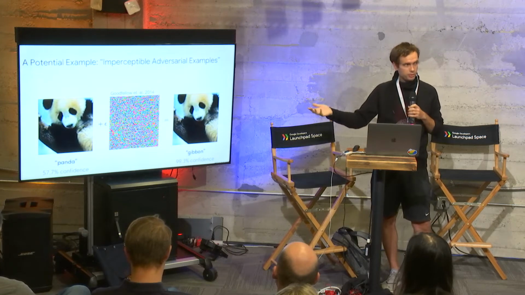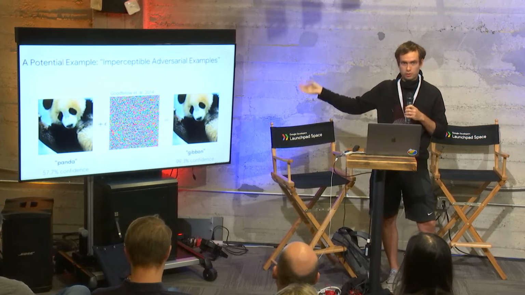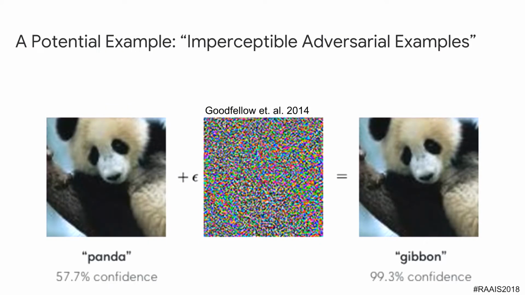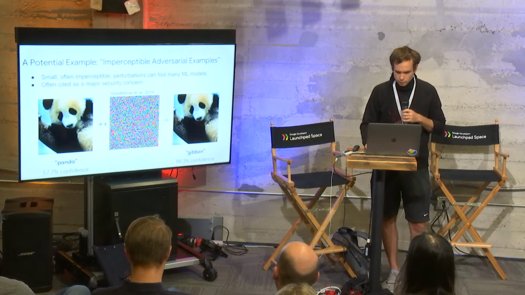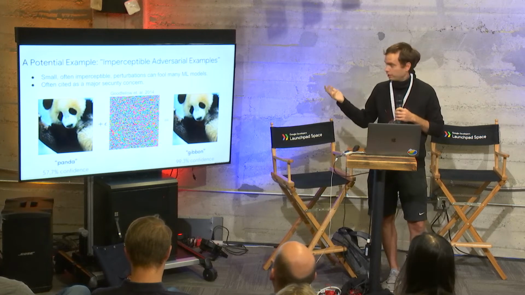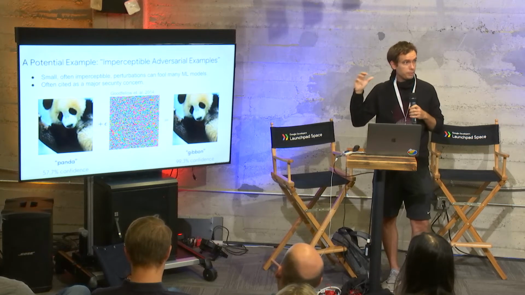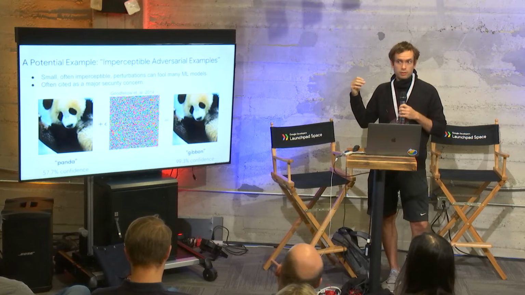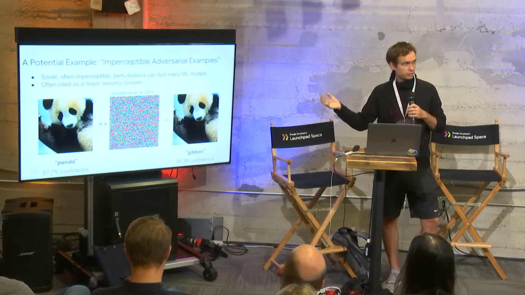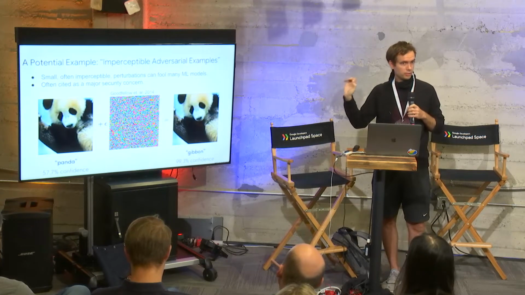This is interesting because the starting image and the resulting image look virtually indistinguishable to a human, and yet to the model they clearly look very different. This is an intriguing phenomenon. People have been studying it a lot, but it is often cited as a major security concern, and that's what I want to address today.